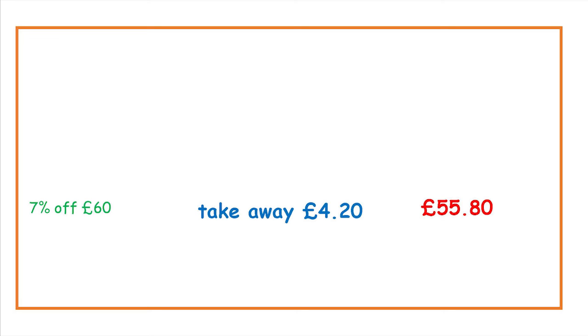Instead of 10%, I would find 1% of £60, which is 60p. Then multiply that by 7, you'll get 7%, £4.20. Take that away from £60. Next question coming up, guys. Think about this one because it's easier than it looks.